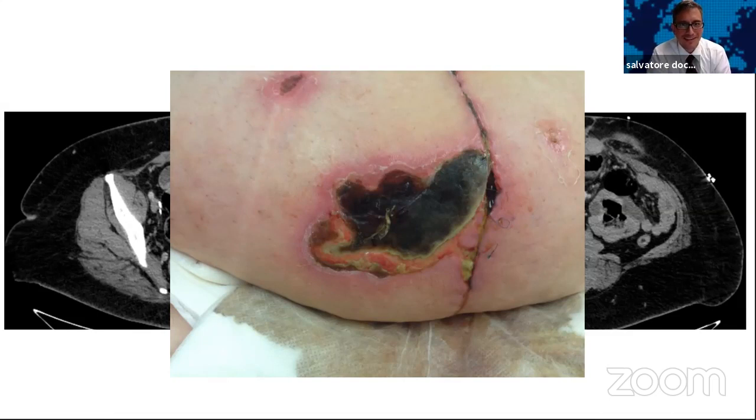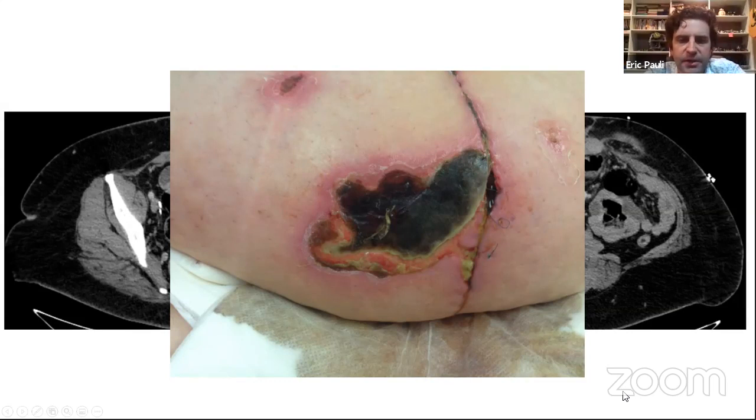I believe that slide is courtesy of Dr. Luis Garcia from the University of Iowa.